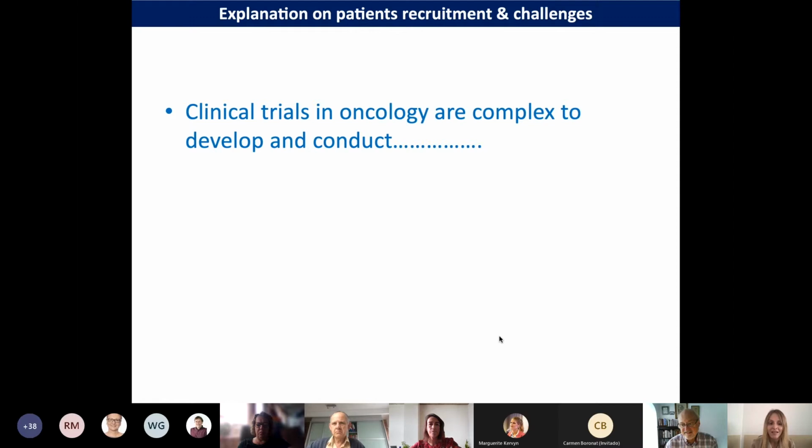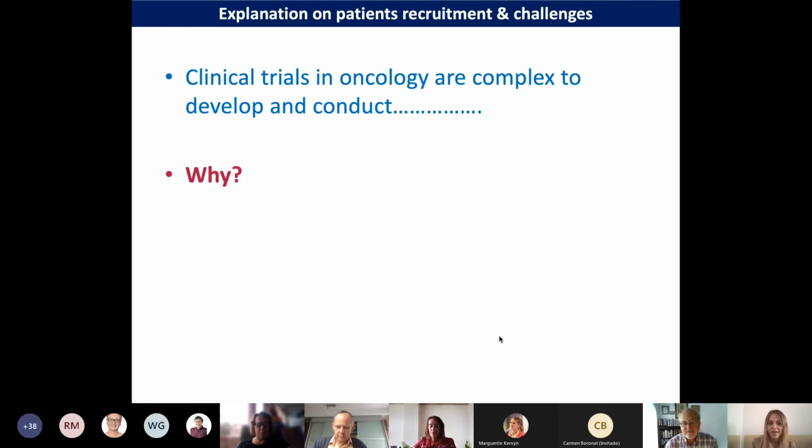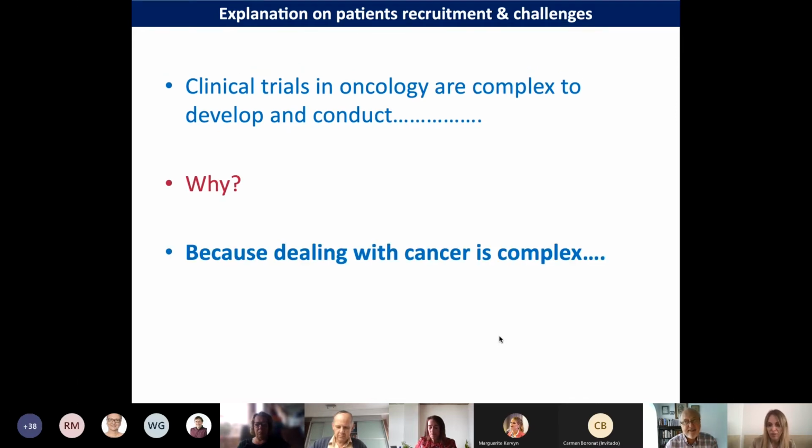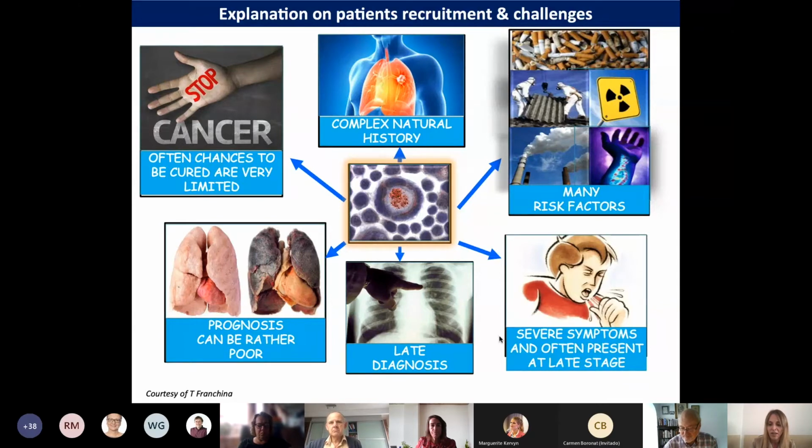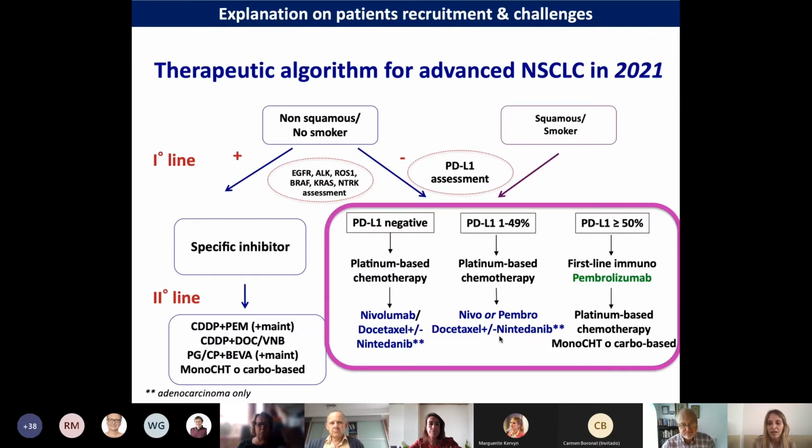So first of all, when we deal with clinical trials in oncology, we have to face the fact that it's a complex methodology to develop and to conduct. And this is simply because dealing with cancer itself is complex. Cancer has a complex natural history. It presents many risk factors. It can develop with severe symptoms and often at a very late stage that brings a late diagnosis and consequently a poor prognosis. But chances to be cured, even if they are very limited, they can translate into chances to be treated. And this is really important, since treatment algorithms have largely developed and new strategies are currently in place.